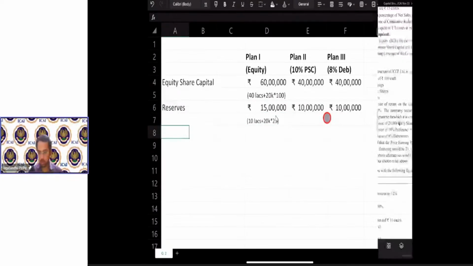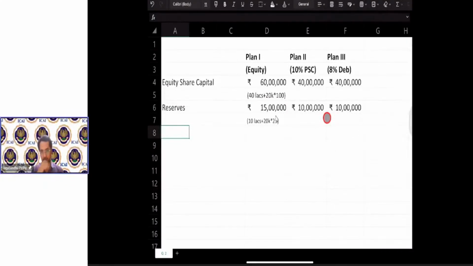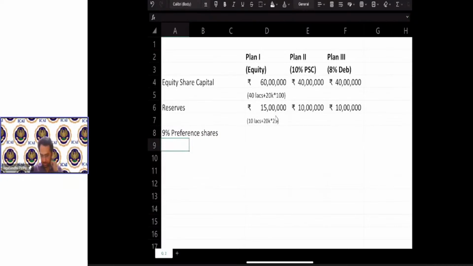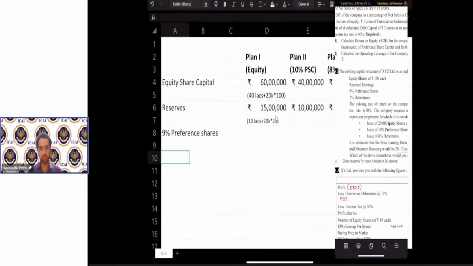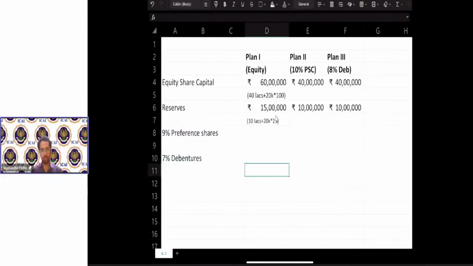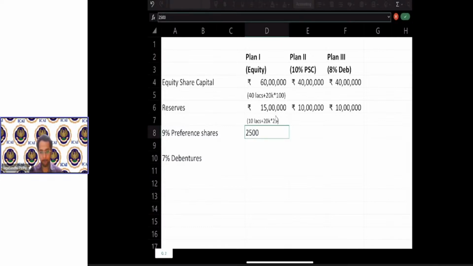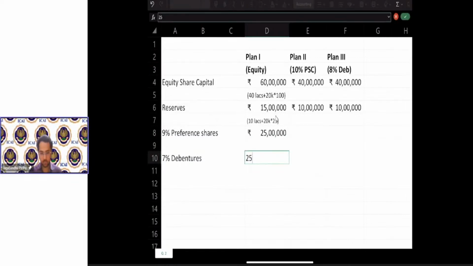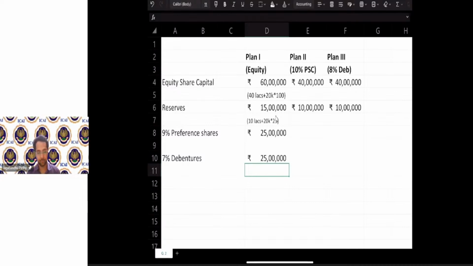Then originally the company has 9% preference shares and 7% debentures. So 9% preference shares, and the company has also issued earlier 7% debentures. So 9% preference shares of 25 lakh and 7% debentures also of 25 lakh. In plan 2 and plan 3, both of them are going to be there.